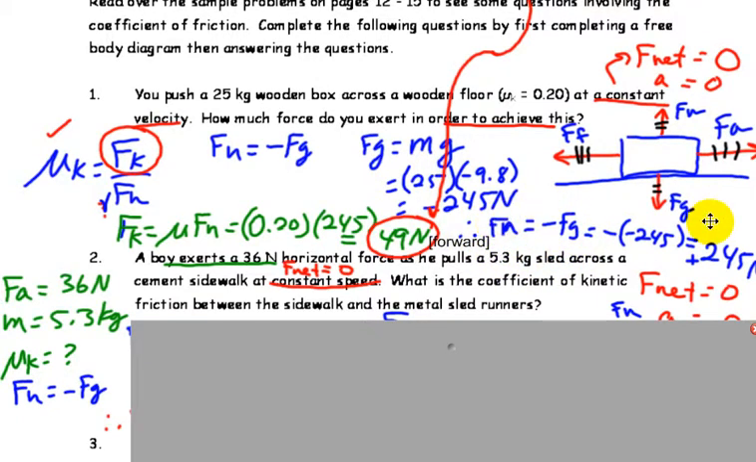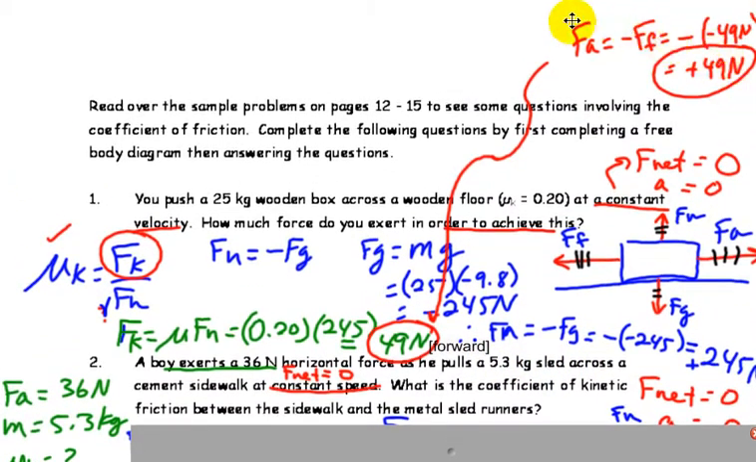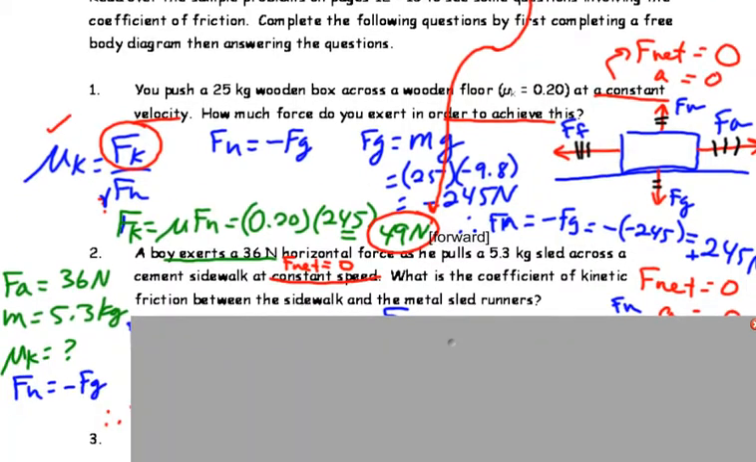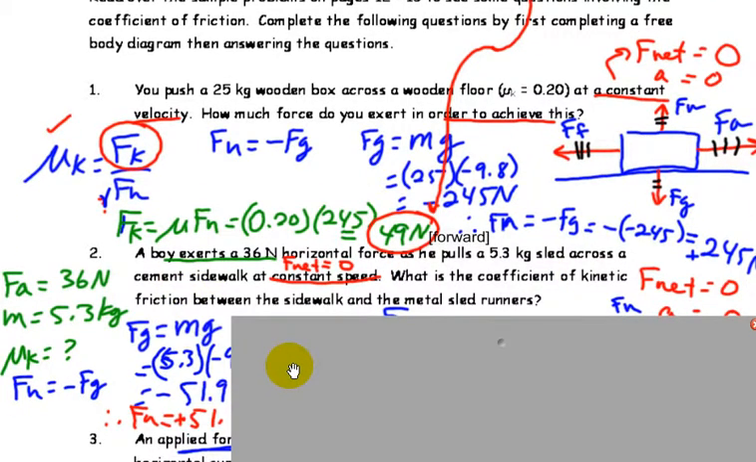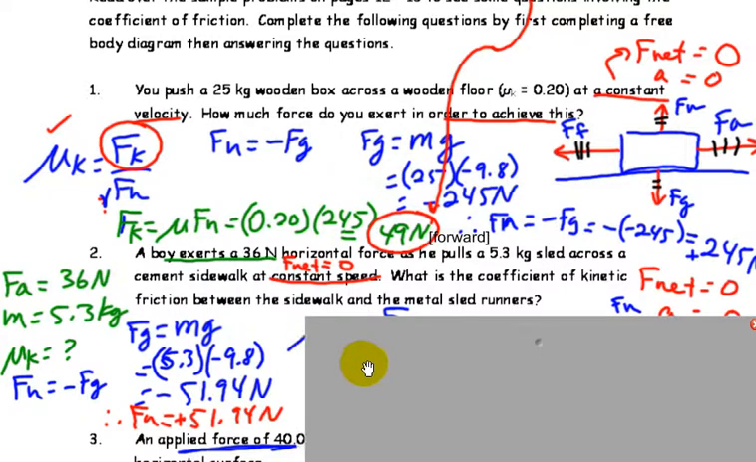This and this. So if we know we're applying a force of 36 newtons, we must be having friction the same way. Now, first of all, I decided to do Fn first. So figuring out the force of gravity on the sled, mass times gravitational acceleration, 5.3 times negative 9.8, I get negative 51.94. Normal force is equal and opposite, so it must be positive 51.94.